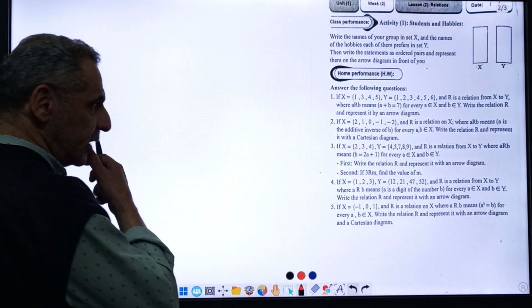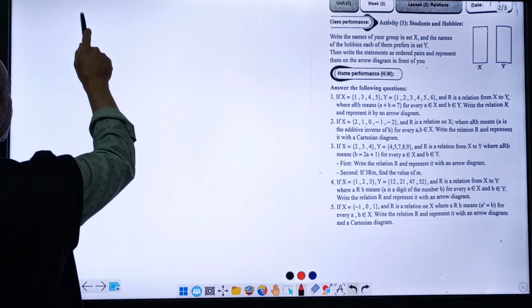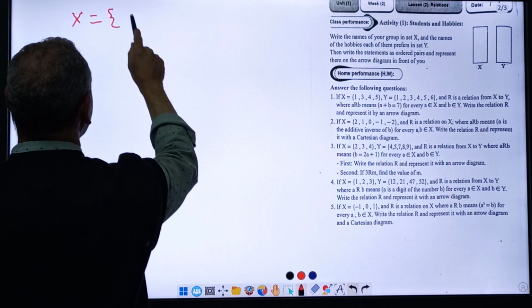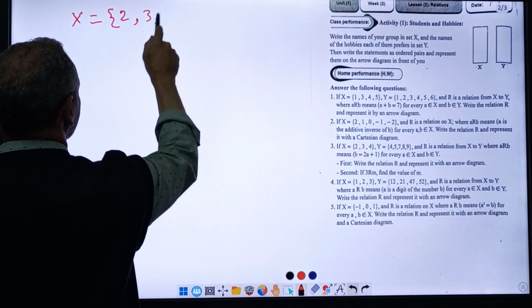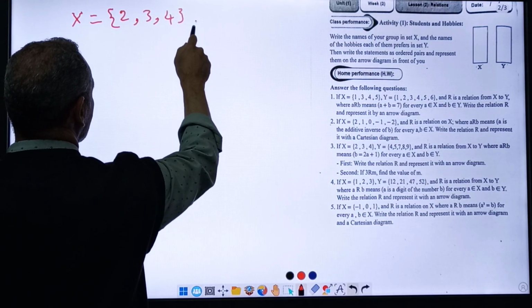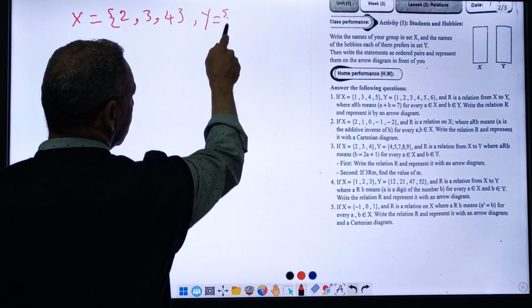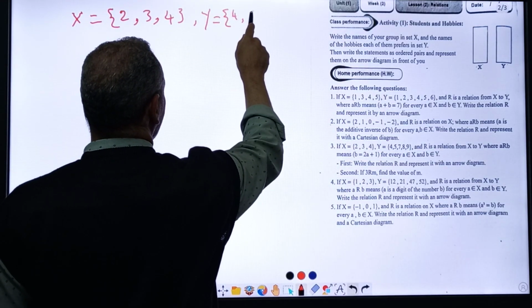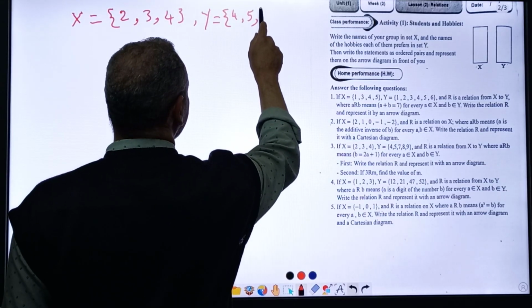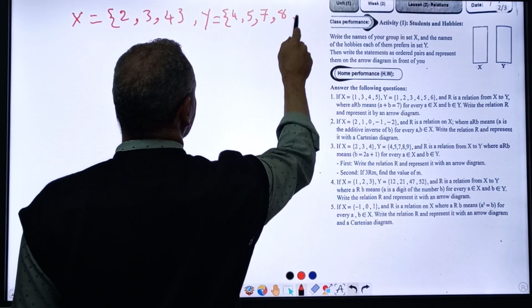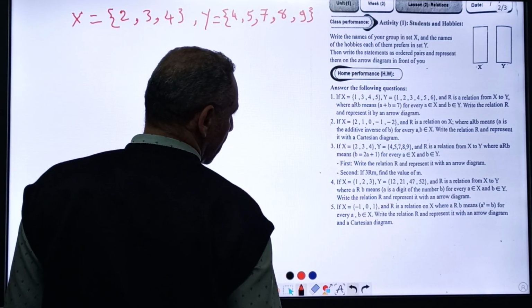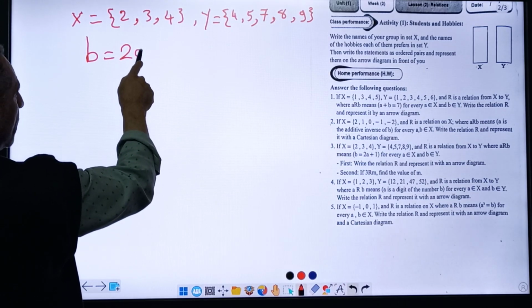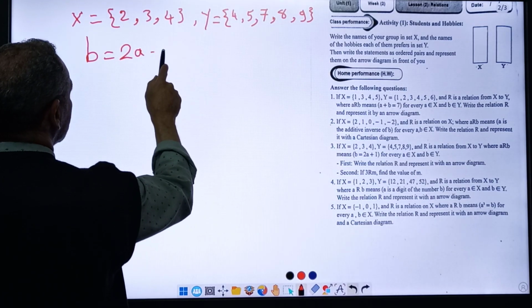I have the relation. X is the set of elements 2, 3 and 4. Y is the set of elements 4, 5, 7, 8 and 9. The relation is b equals 2 multiplied by a plus 1.